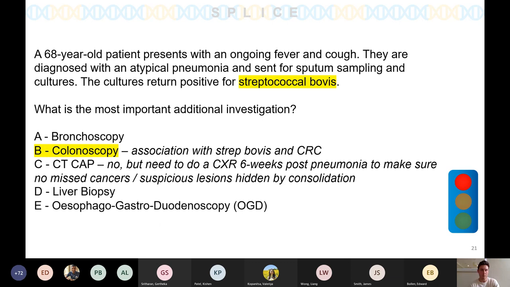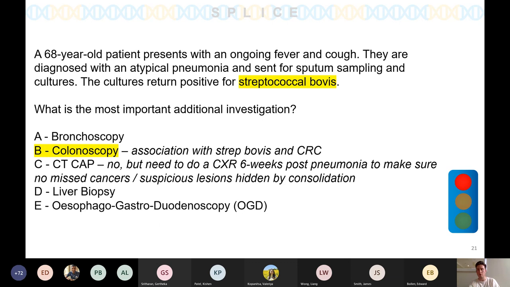Just a point that I've written up there as well. With pneumonias, you have to do a chest x-ray 6 weeks afterwards. The reason for this is because you don't want to miss a cancer that's hidden behind the consolidation, essentially. So that's the reason you do a chest x-ray 6 weeks post pneumonia.